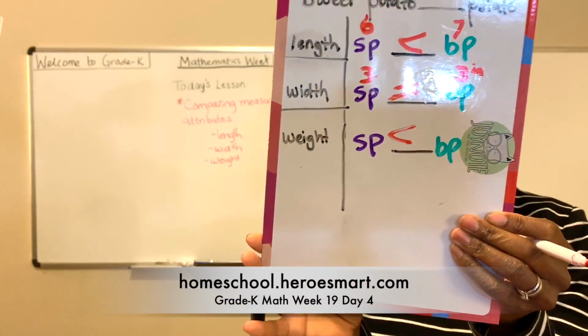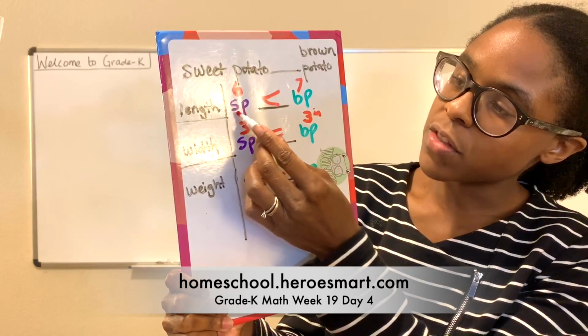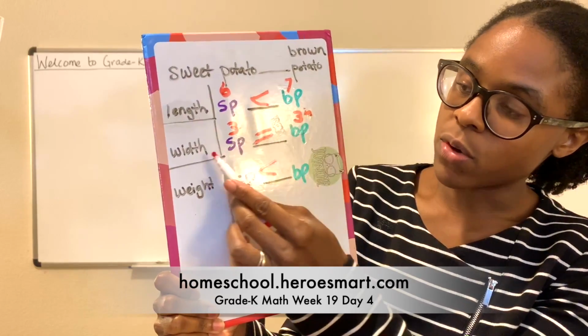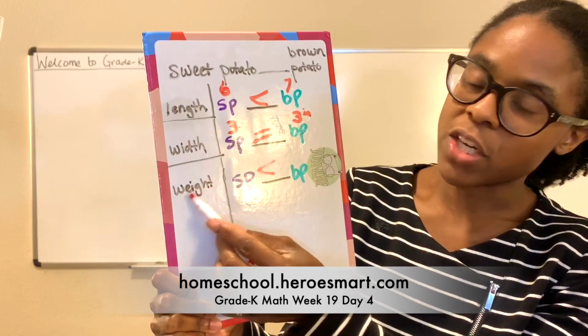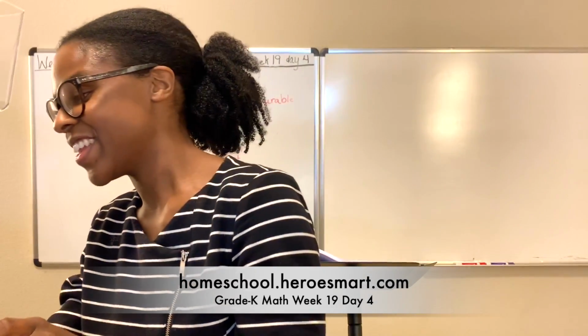You see that? So the data that we collected today, the brown potato is greater than the sweet potato in length. The sweet potato and brown potato are equal in width. And the brown potato is greater than the sweet potato in weight. Looks like the brown potato wins, huh?